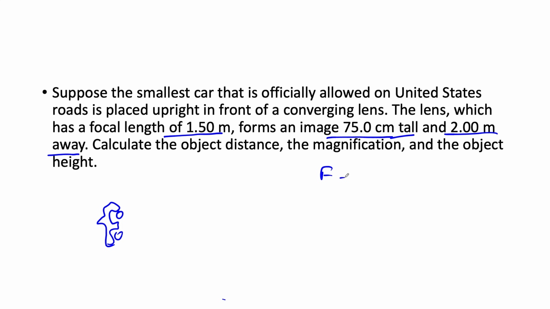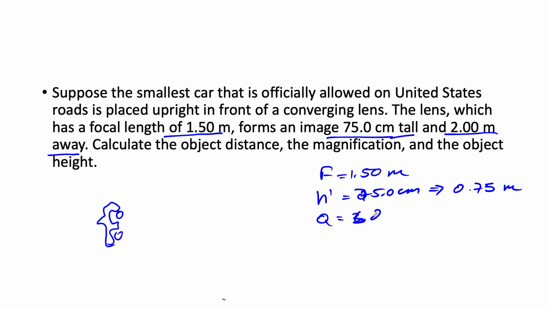The focal length is 1.5 meters. Image height is 75 centimeters. I'm going to change that to meters. Divide that by 100, you get the number in meters. And Q is going to be a positive 2 meters. It is on the other side of the lens, so it has to be positive.